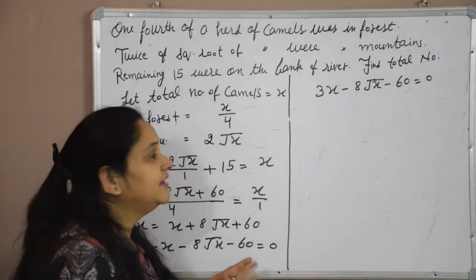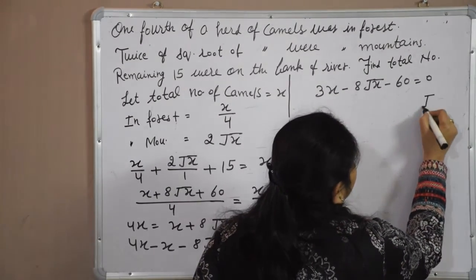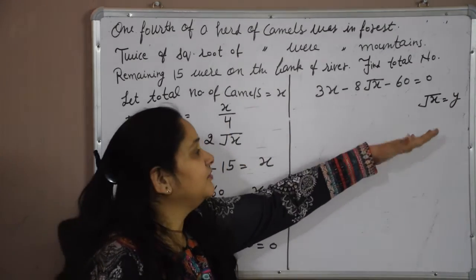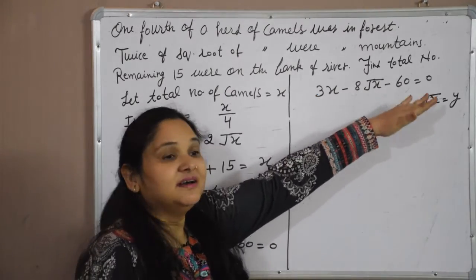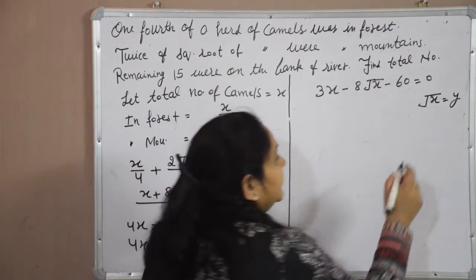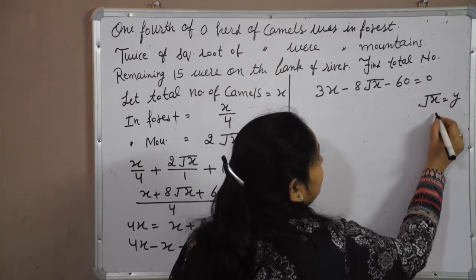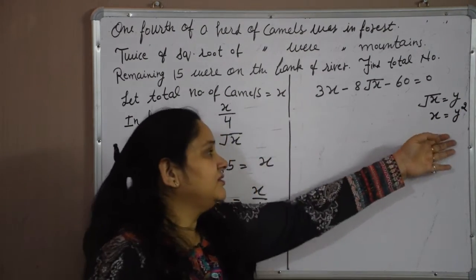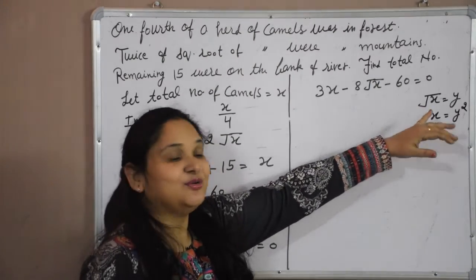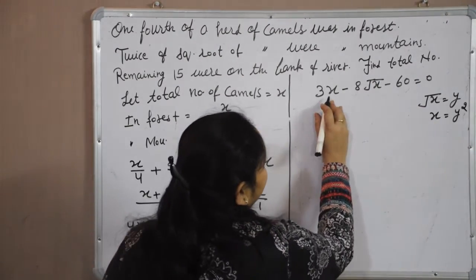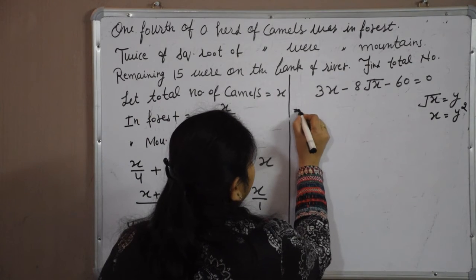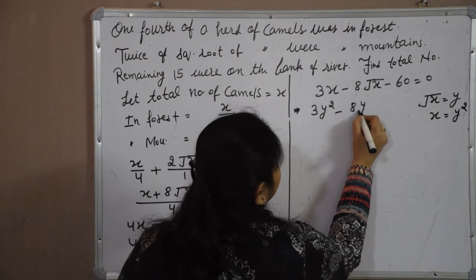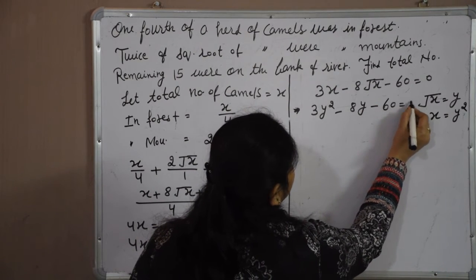And how can we convert it? We can convert it by putting root x equal to y. Suppose I am taking root x equal to y, converting this into another variable y. Now squaring both sides, x becomes y square. So x is equal to y square and root x is equal to y. Now we will apply this: in place of x we put y square, so 3y square minus 8y minus 60 equals 0.